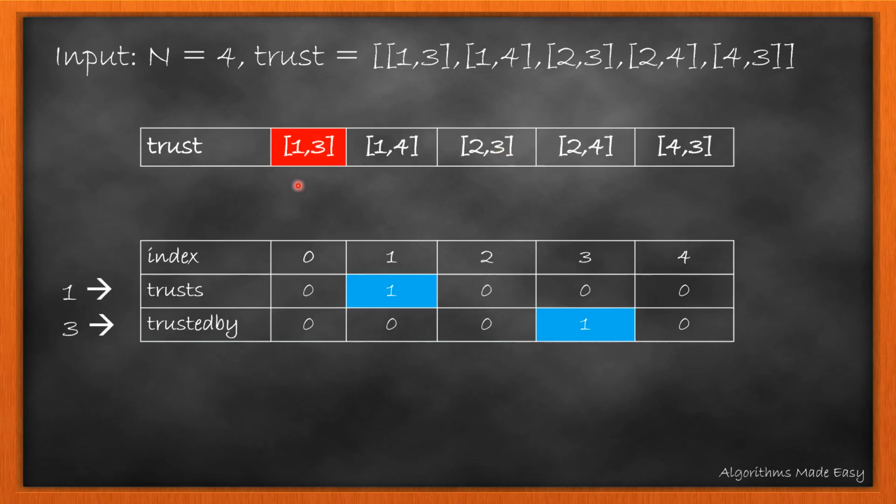The first value [1, 3] tells us that person 1 trusts the person 3. So we increment the value in trusts at index 1 and in trustedBy at index 3. Similarly, iterating through the input array, we will update both these arrays. When done, we will get these two final arrays.